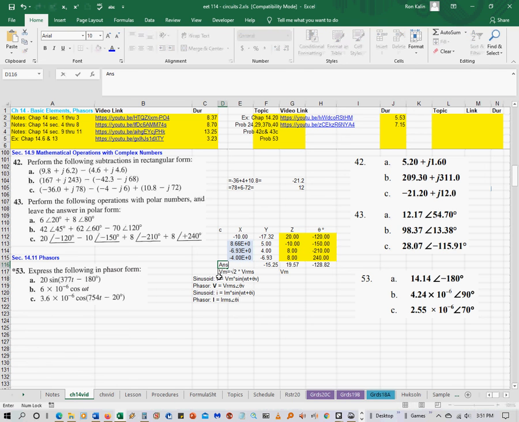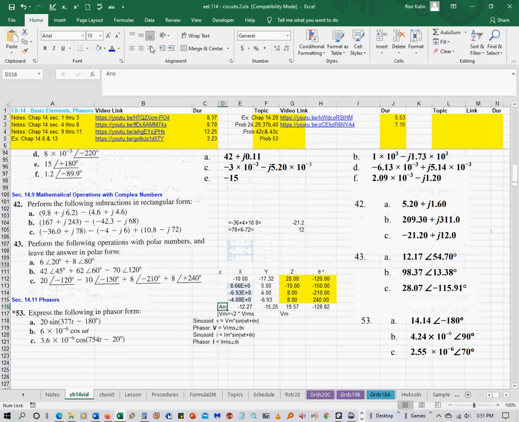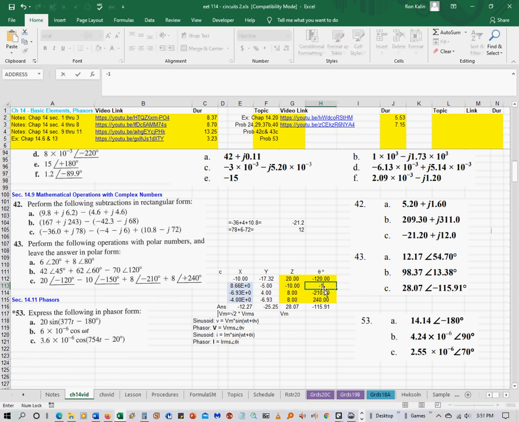And then it ends up being 19.57 and an angle of negative 128.82. The book got this, and I believe what they did was they forgot to put in negative 150, because when I do that, it comes up with their answer exactly. So I think they messed up there.